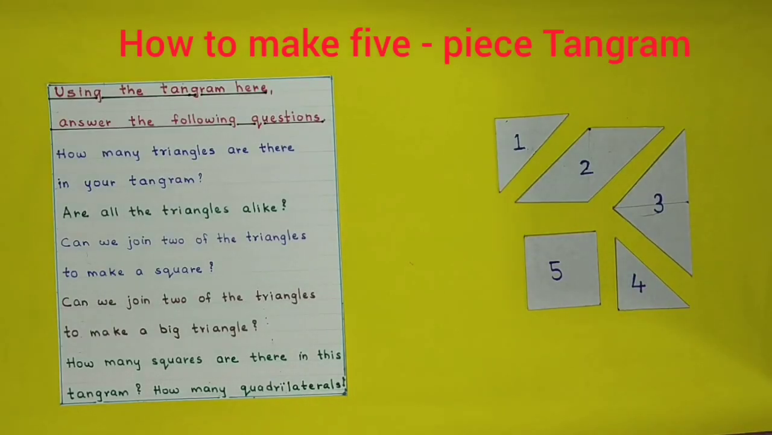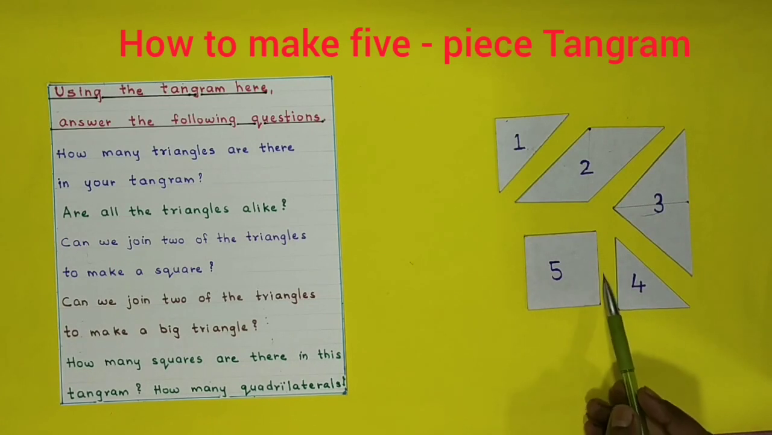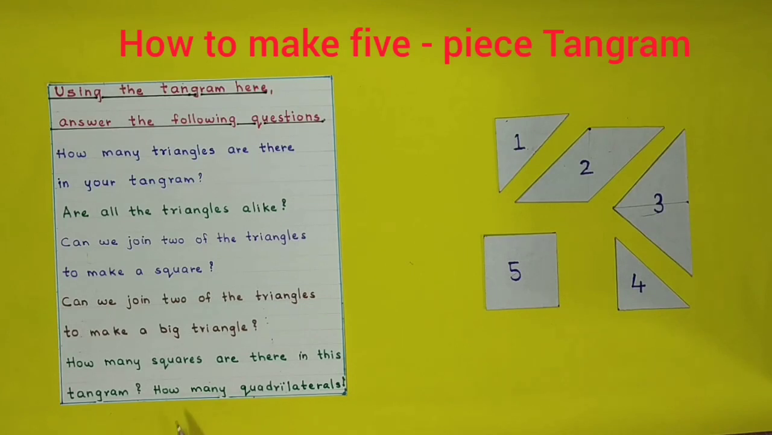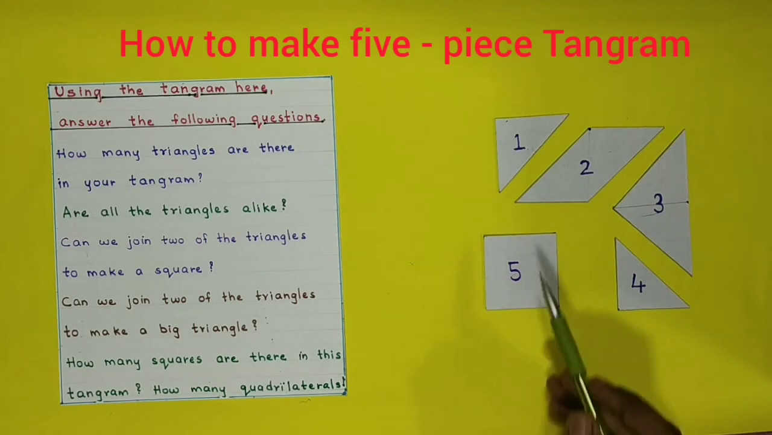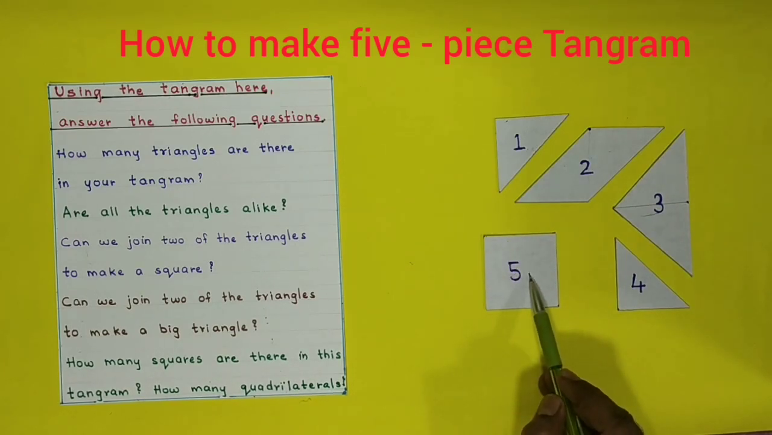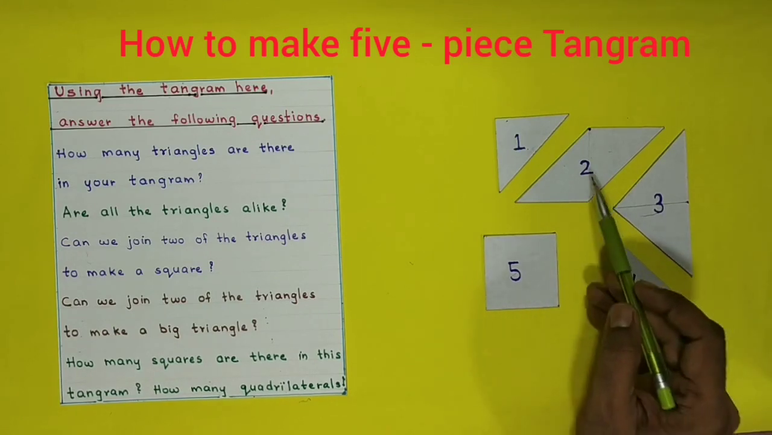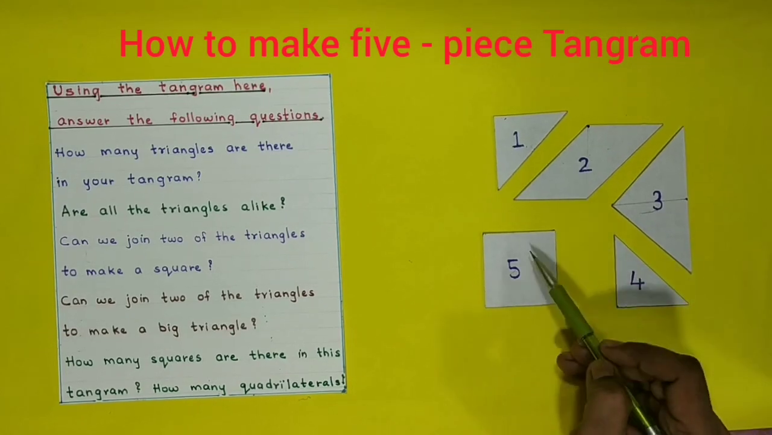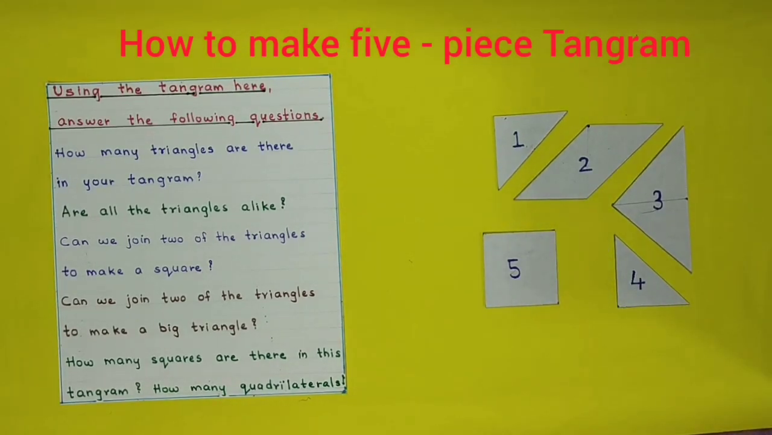Our next question is, how many squares are there in this tangram? Only one. How many quadrilaterals? Now quadrilaterals means, I told you, a four-sided geometric figure is called a quadrilateral. So here we have a square, which also comes under quadrilateral, and this geometric figure also comes under quadrilateral. So we have two quadrilaterals.